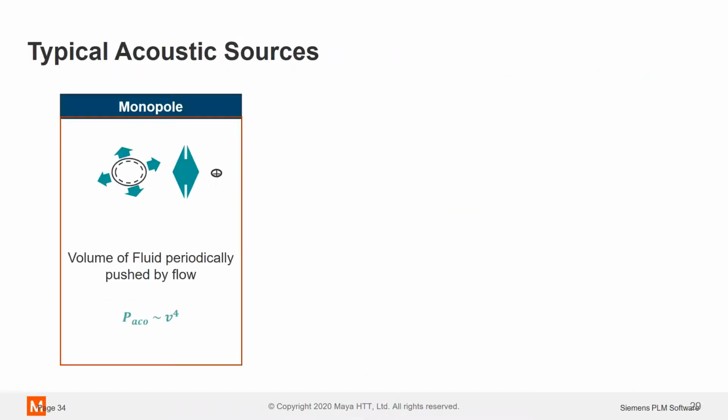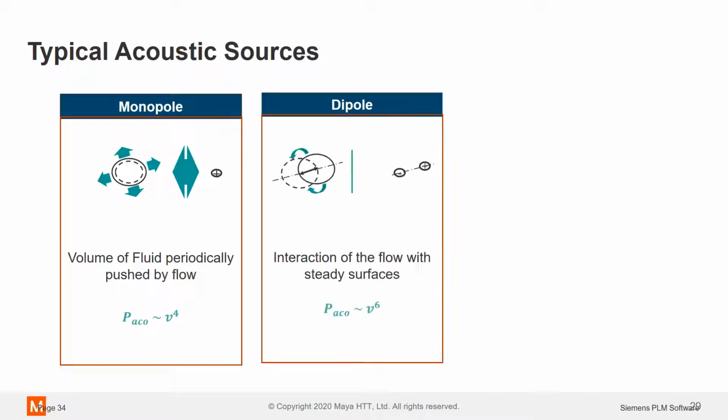First, you have the monopole, which is basically a pulsating sphere. Such sources are associated with wafts being periodically pushed by the flow. Now they correlate to the fourth order of velocity. Then you have a dipole, which is essentially like a moving sphere. These forms of sources are associated with interaction of the flow with steady surfaces, like we mentioned with the Curle methodology, and they correlate to the sixth order of velocity.